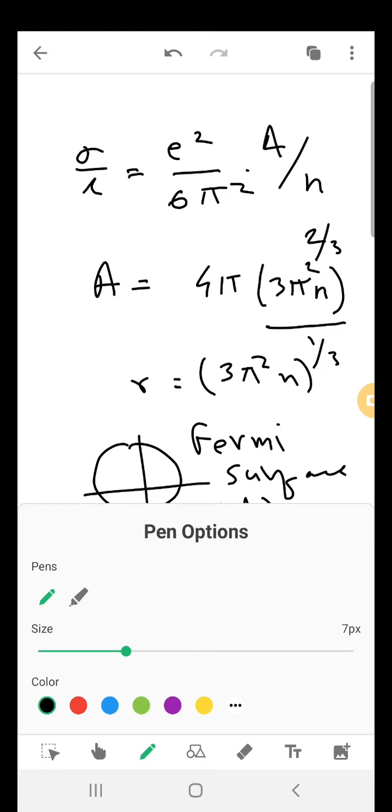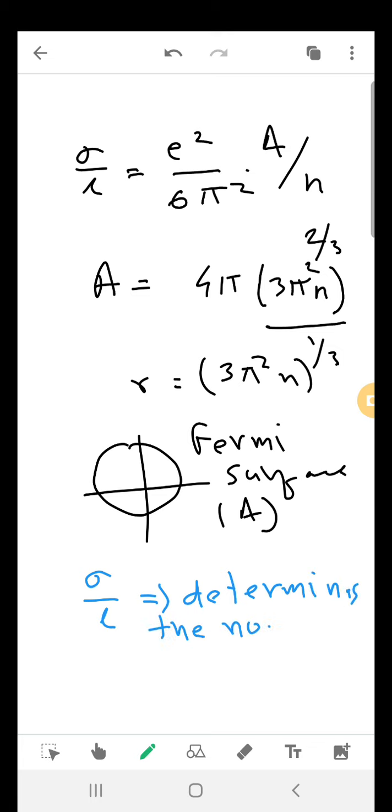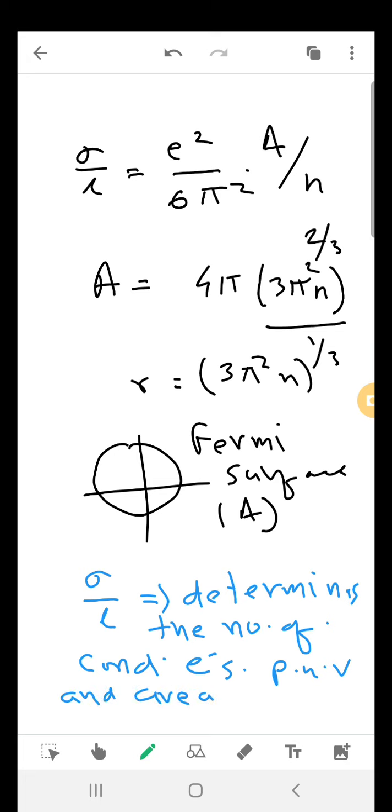So we can see that the ratio sigma by L, this ratio, determines directly the number of conduction electrons per unit volume and the area of the Fermi surface.